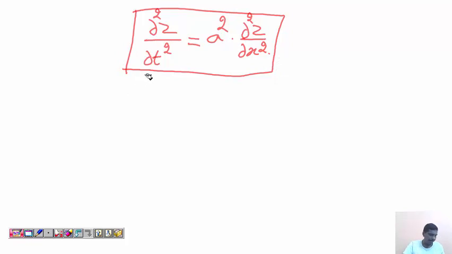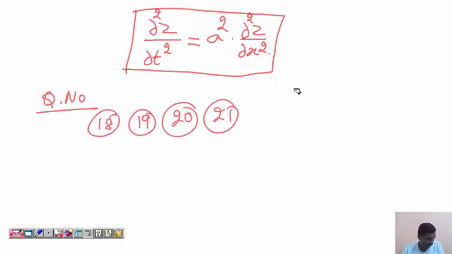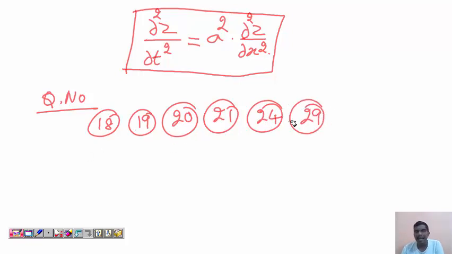The same way in the assignment, you have plenty of problems. You try to solve question numbers 18, 19, 20, 21, 24 and 29 as an assignment. Just watch this video and try to solve this.